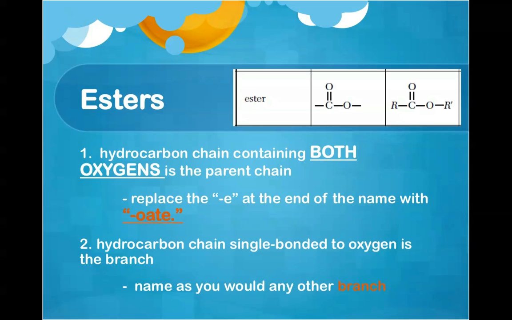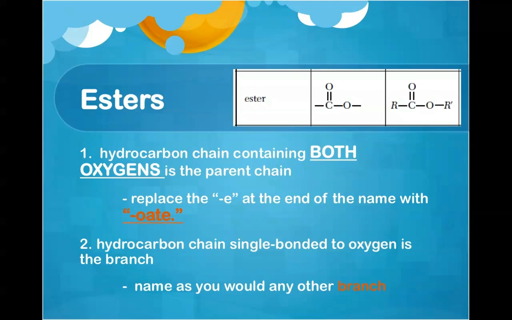Usually esters are great because they have a nice odor to them, so they're used in a lot of different products for that reason. All right, so when we go to name these, there's two parts because of our two different chains of carbons. The parent name of our ester is going to come from the hydrocarbon chain that contains both oxygens. That's our base or our parent chain. That's the one that we're going to write as an alkane and then replace the E at the end of the name with OATE.